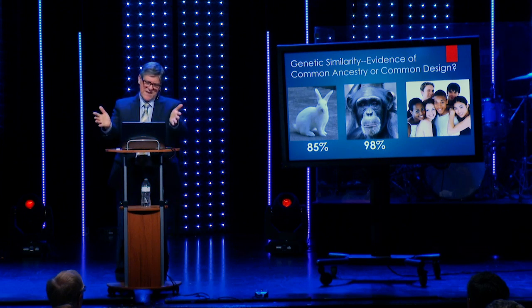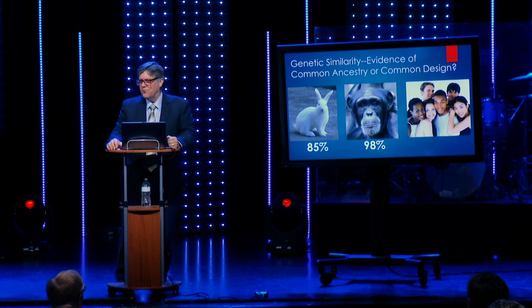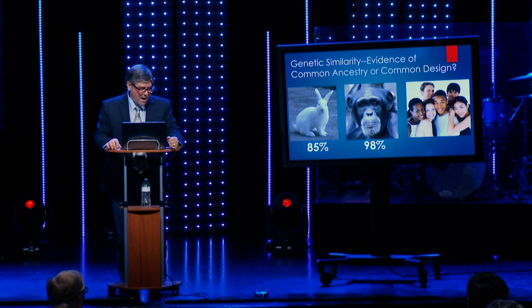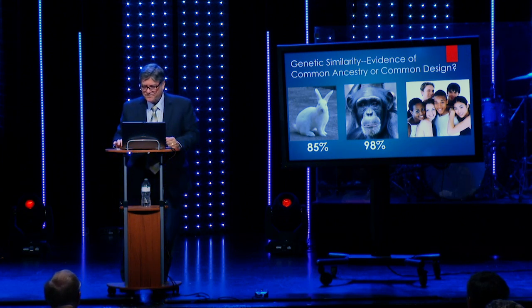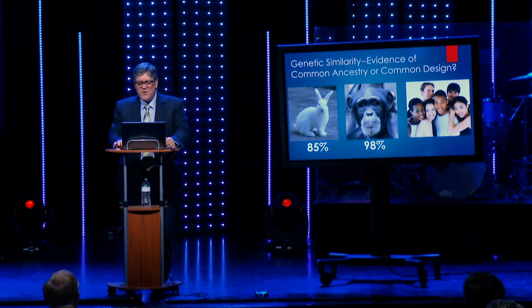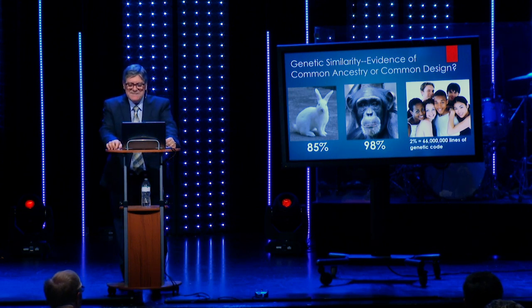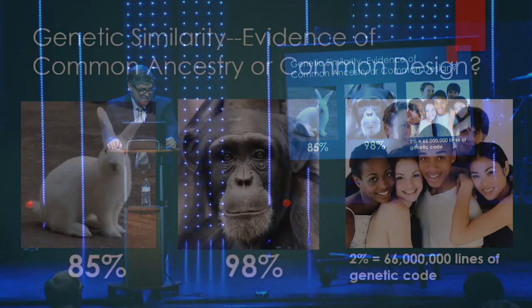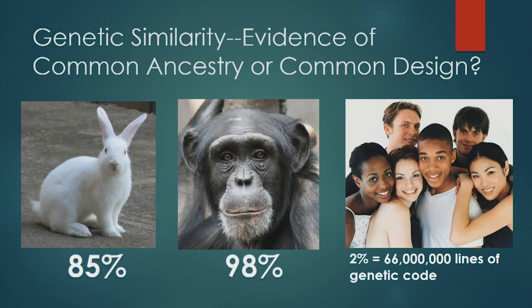Now the evolutionists will say that this 2% variance is just a chip shot. That's easy to close that gap, you know, random chance and natural selection over the course of a couple million years, no problem. But what they don't tell you is that this 2% variance represents 66 million lines of genetic code. This is no chip shot. This is a gap as wide as the Grand Canyon.